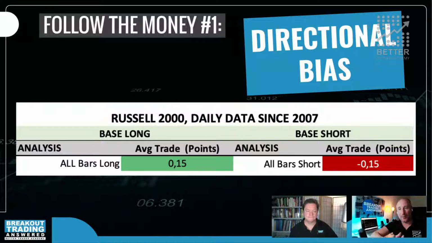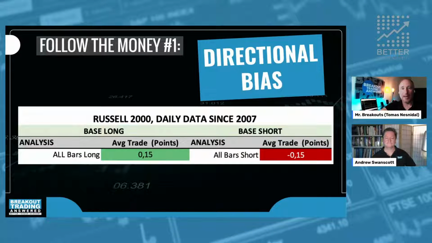And the very first thing I'm looking at all the time is the directional bias. You would be surprised how strong directional biases are, not just in indexes, but in any other market. So it is the tendency. For example, in Russell 2000, if we look at daily data since 2007, we can see that the directional bias is towards the long side. If we were buying every bar on open and closing at the end of the day, we would make 0.15 points on average every day.